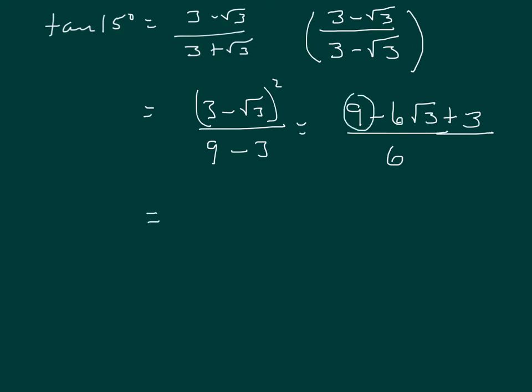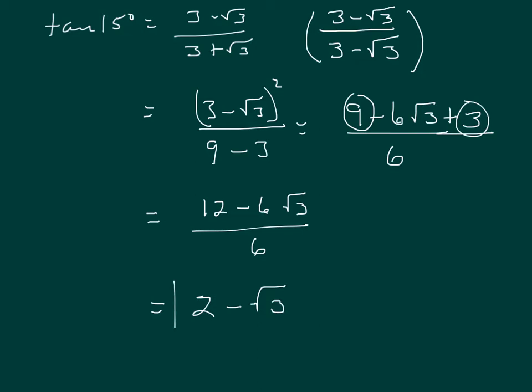Looking at the numerator, we have 9 plus 3 is 12 minus 6 square root of 3 over 6, which reduces to 2 minus the square root of 3. This is our exact solution, but as I said, it is a little more difficult than it looked like in the beginning.